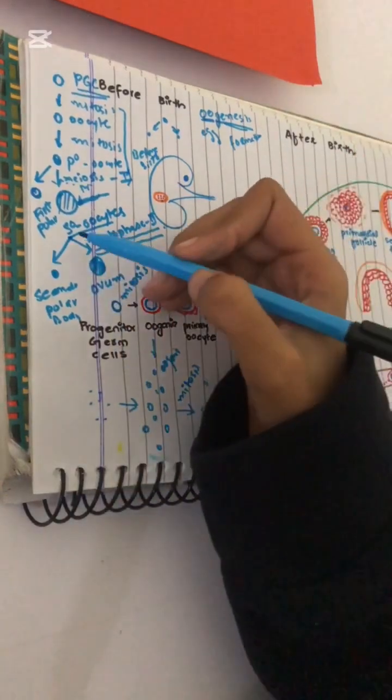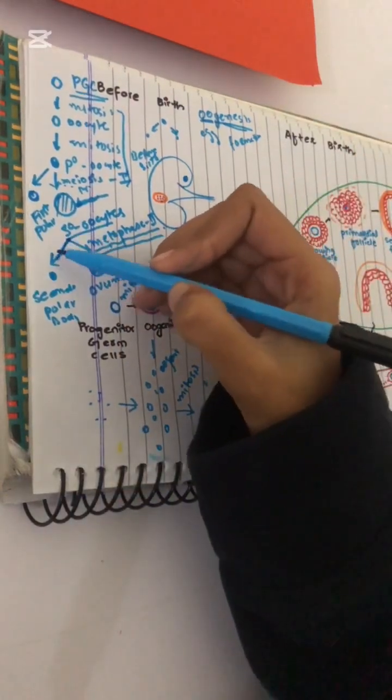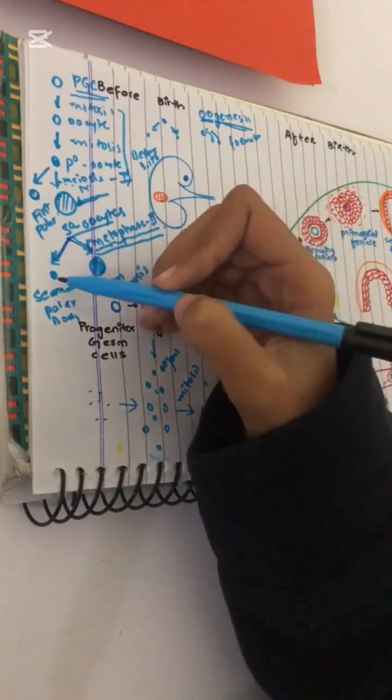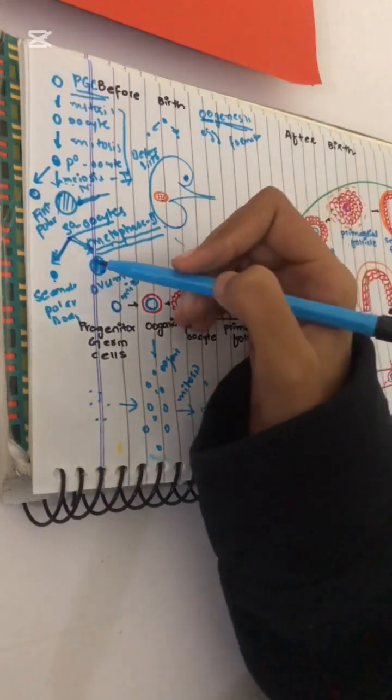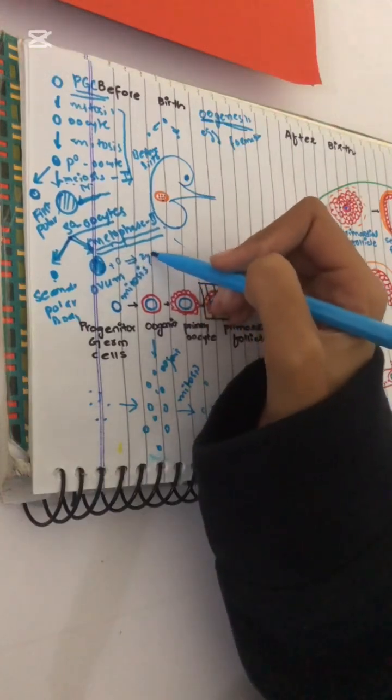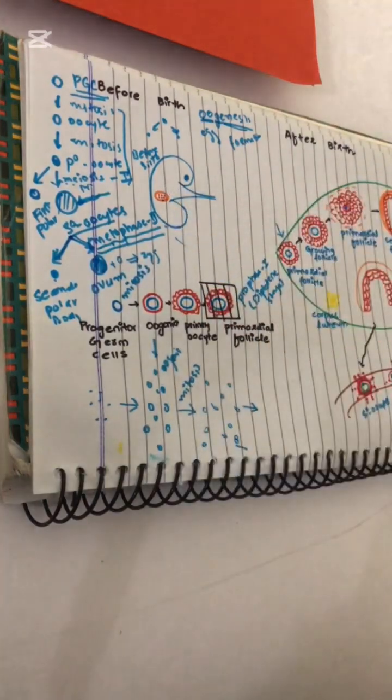But if it is fertilized by a sperm, it will continue and complete its meiosis 2 to divide into ovum and then second polar body. Then ovum and sperm combine to form zygote. So this is all about oogenesis.